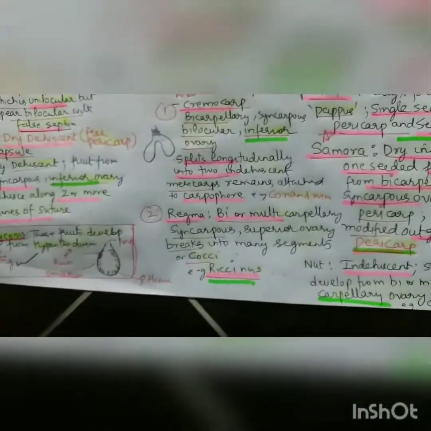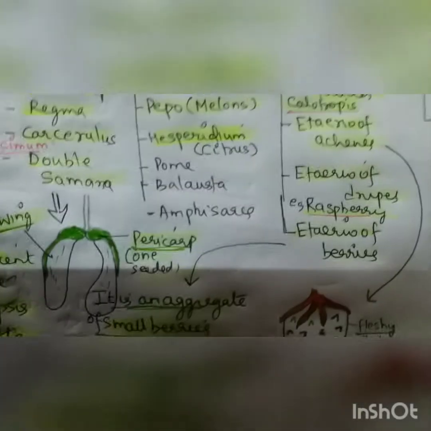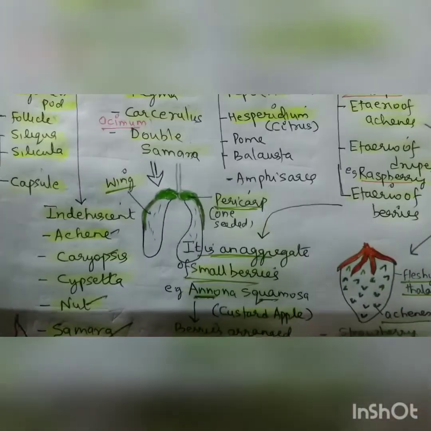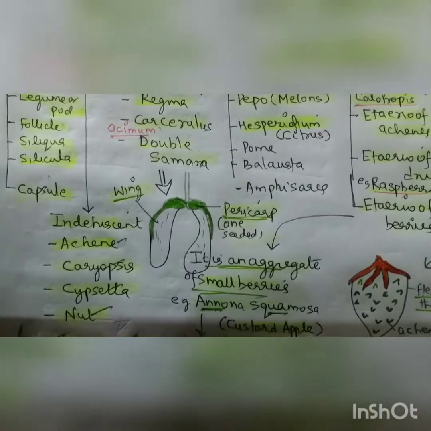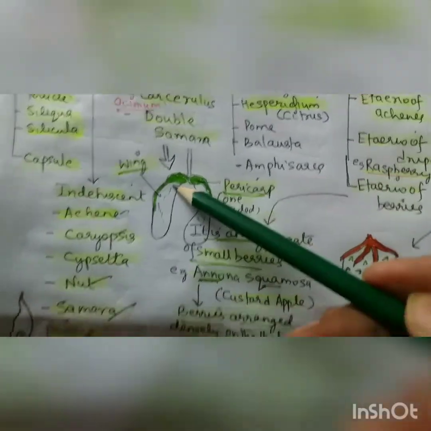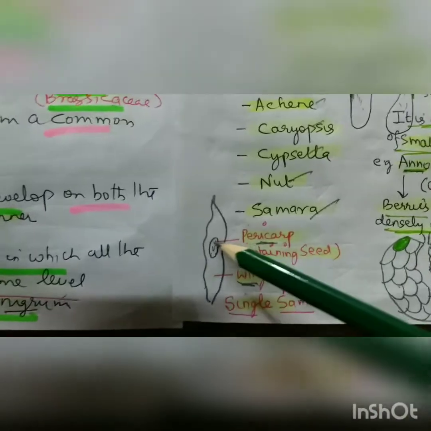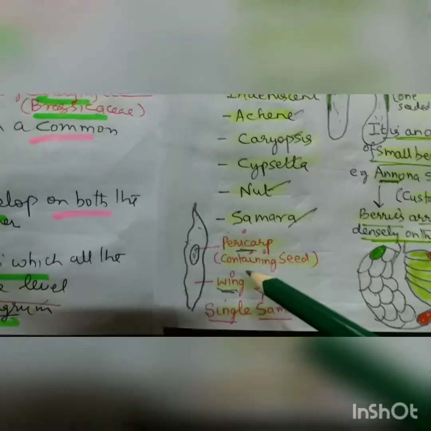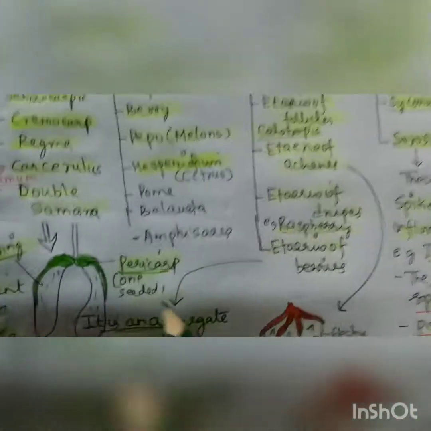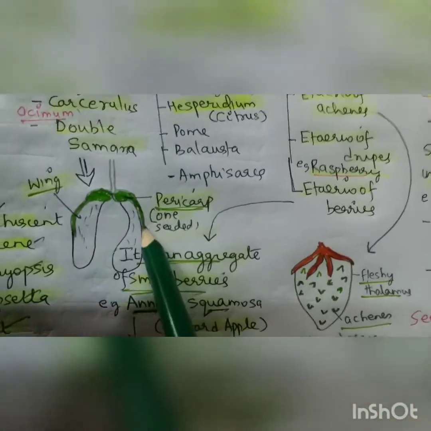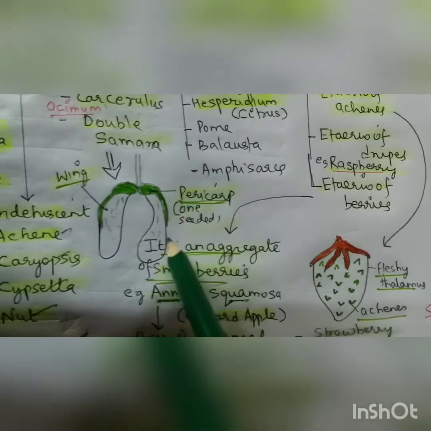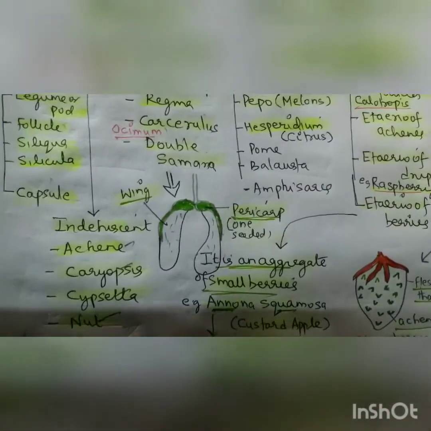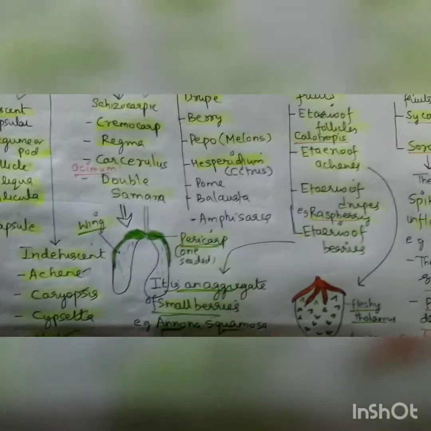So now we have one more which we haven't done yet, the double samara. See, this is the samara. We did one wing, the modified pericarp containing the seed, single samara, and in double samara there are two. This is the pericarp, the modified pericarp, and the wings, right? So this finishes the schizocarpic fruits.